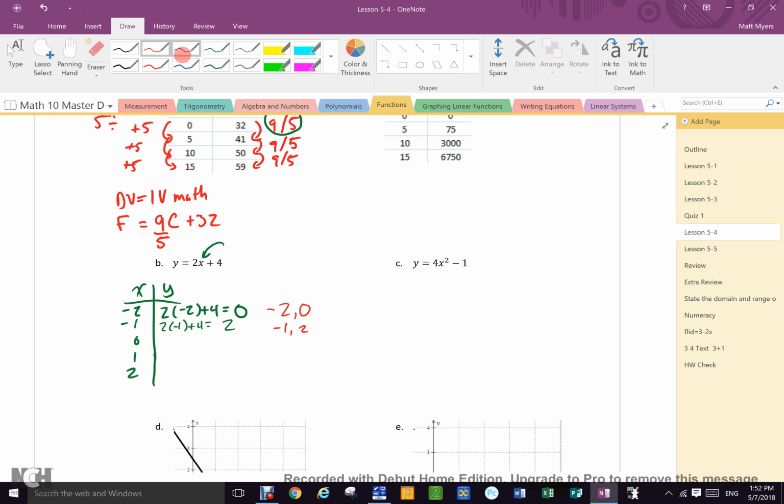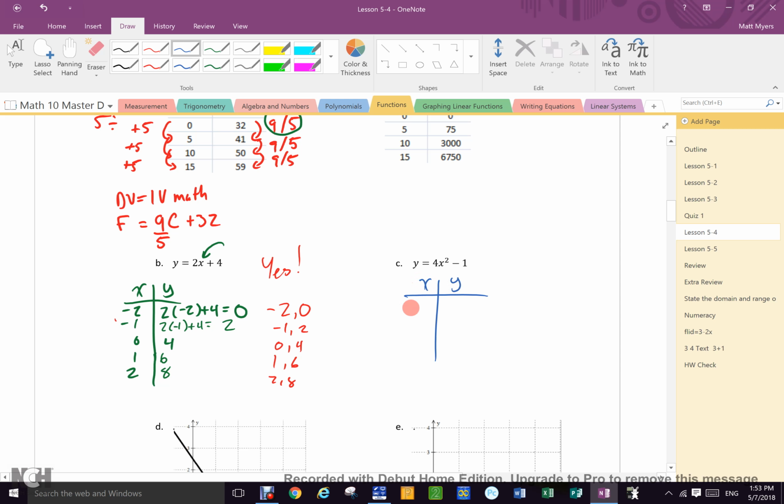What about this one? 4. What would the point be? 0, 4. What about this one? 6. What would the point be? 1, 6. What about the last one? 8. So it would be 2, 8. Is it linear? Yes, because when I go up by 1, I go up by 2 every time. Everybody with me? Yes.